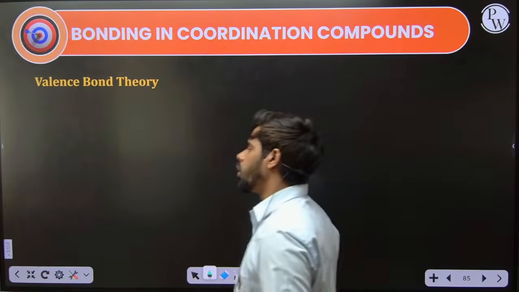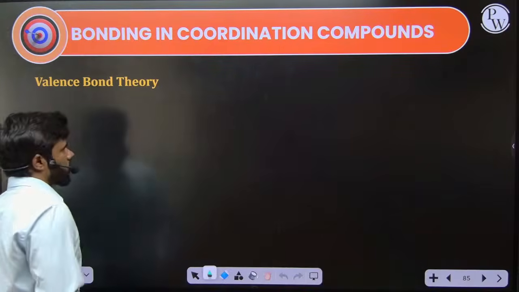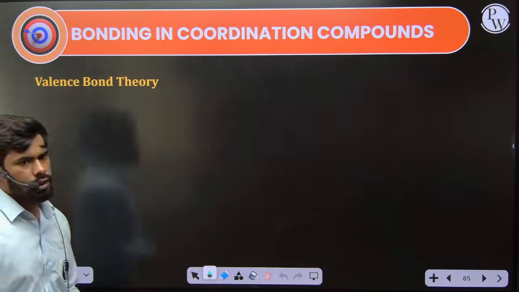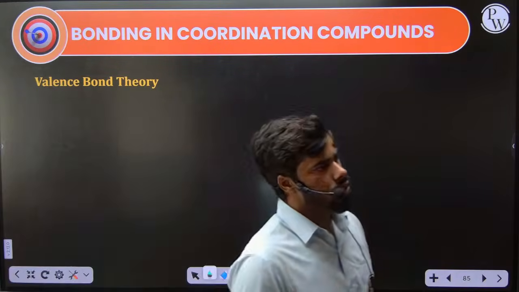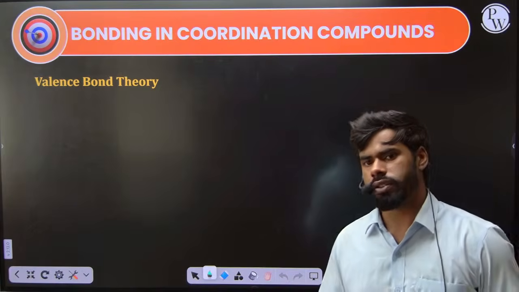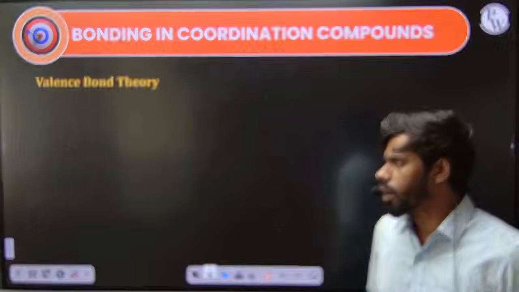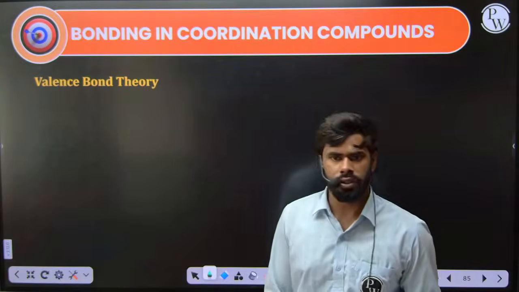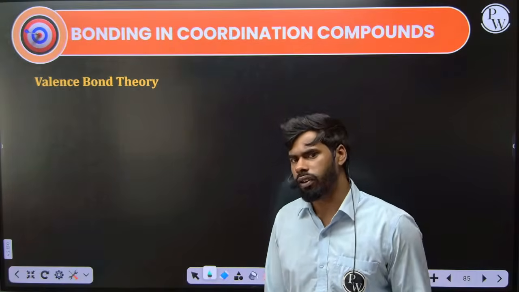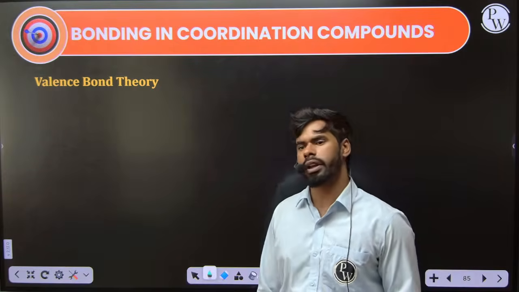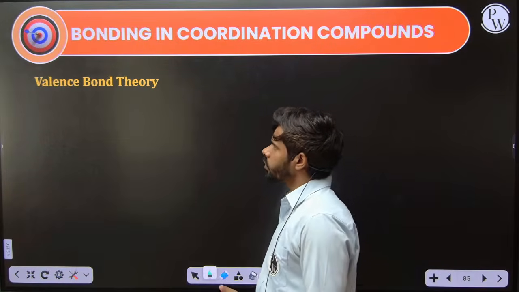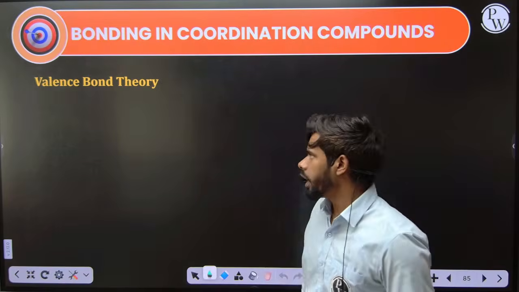Next, the bonding in coordination compounds. Basically, bonding started from the first, the complex structure. It is explained by the Werner theory. Werner theory tells about the primary valency and secondary valency, meaning ionizable and non-ionizable ligands. It is asked. The second is the valence bond theory.